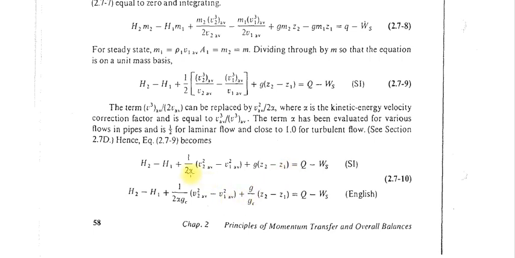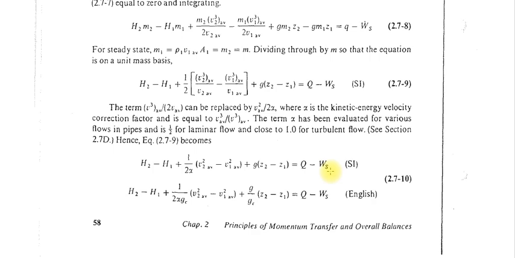Here alpha is a coefficient; I will discuss alpha later. This is the overall energy balance for a system which has 2 points. 1 is the point of entry and 2 is the point of leaving, the exit point. Q is the thermal energy given to the system. W is the work done on the system or work done by the system.